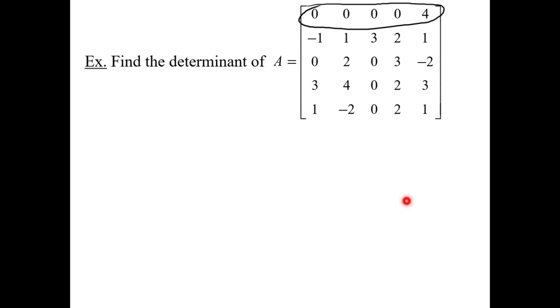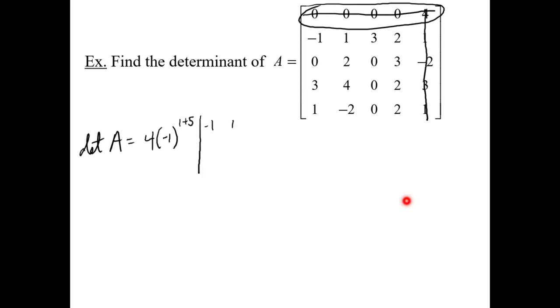So notice that if I were to take that top row and focus on it, the determinant of A, I can just ignore all those zeros, and I've just got that 4. Now it's going to be 4 times -1 raised to the, well, let's see, that's in row 1 and column 5, times the smaller matrix. So let's remove its row, let's remove its column, and we're left with the matrix, let's see, -1, 1, 3, 2, 0, 2, 0, 3, 3, 4, 0, 2.